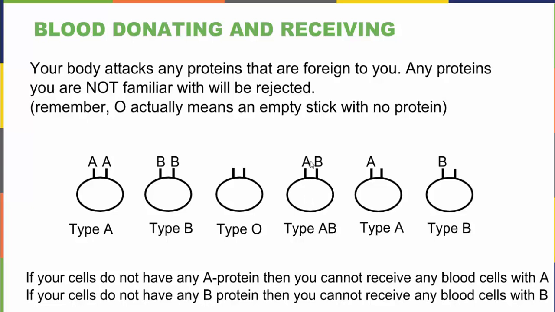Okay, if you are type AB, you're familiar with A because you have A's. You're familiar with B because you have B's, which means you can get any blood type. You can get just A's, you can get just B's, you can get O's, you can get AO, you can get BO. If you're AB, you're fine, you're cool with either A's or B's, so that means you can receive any blood.